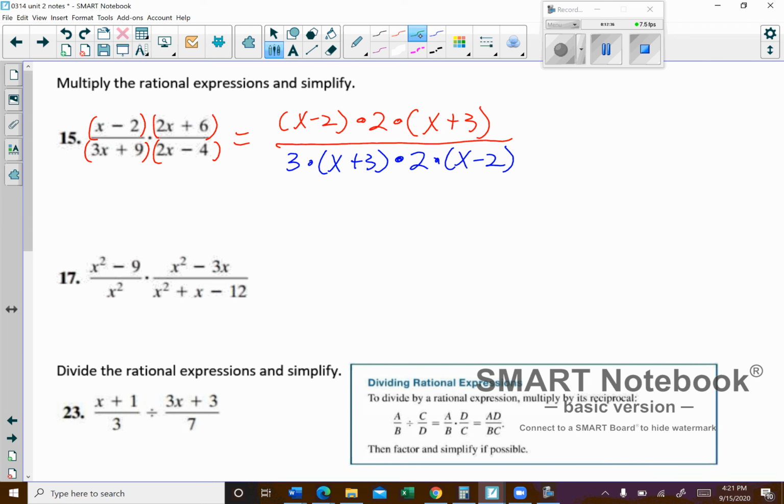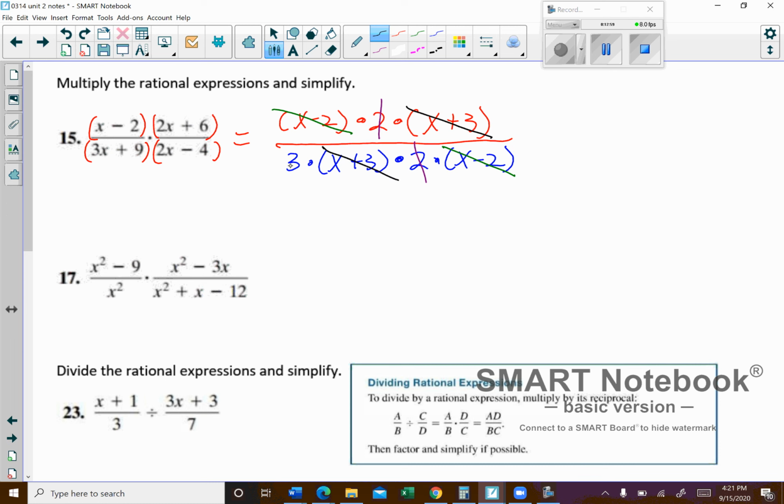So remember, they don't have to be directly above each other, but one has to be on top and one has to be on bottom. So I have an x minus 2, x minus 2. I'll cross those out. Let's see, I'll try to color code this a little bit. And then I have a 2 factor and a 2 factor. Those cancel out, okay? And then I have an x plus 3 and an x plus 3. So all I'm left with is a 3 on bottom.